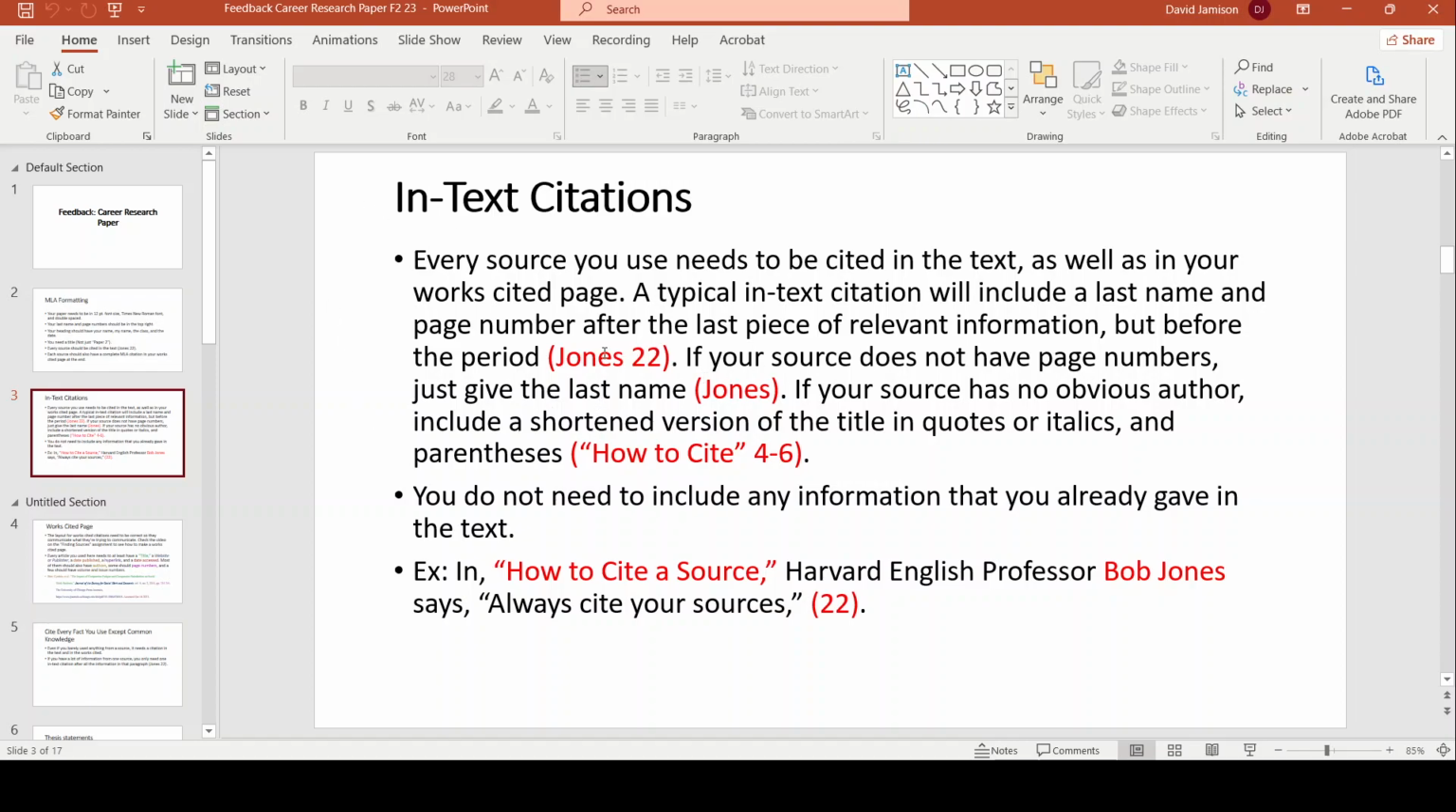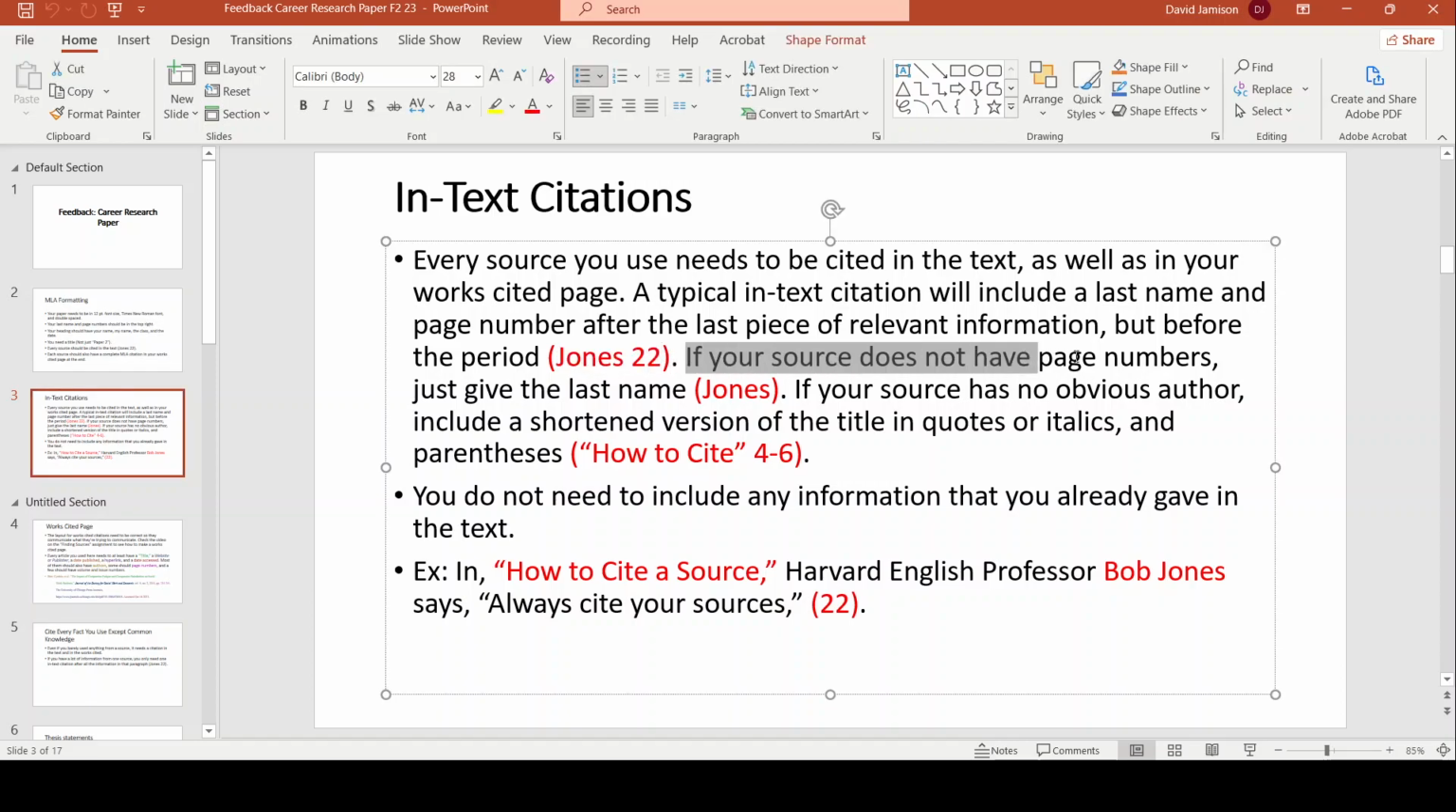So generally that looks like this: last name and page number in parentheses. If your source doesn't have a page number, it would just be the last name. If your source has no obvious author, you'll create a shorthand version of the title in quotes or italics, depending on what kind of title it is, and in parentheses. So that looks like this generally.